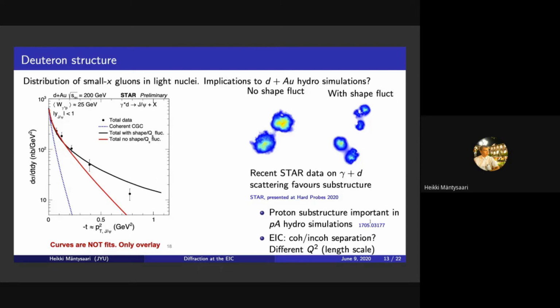We also actually, in case of proton-nucleus collisions, demonstrated in this paper that if you take this fluctuating proton shape constrained by HERA data, then you can describe some flow effects or correlations that you see in high multiplicity pA collisions by assuming that quark-gluon plasma is formed. Of course, it would be nice to be able to separate between coherent and incoherent processes here, but this is not possible, at least yet at RHIC. But with the EIC, this kind of more precise and more differential measurements are possible.